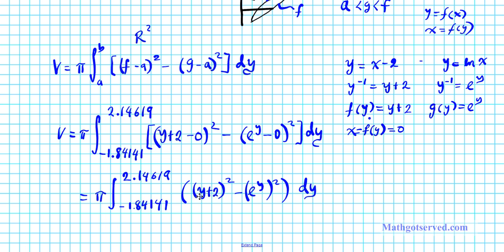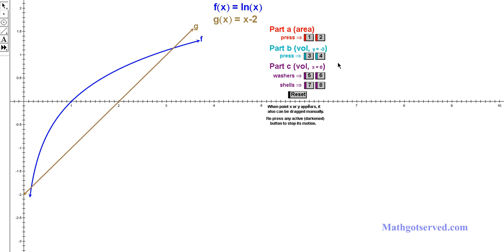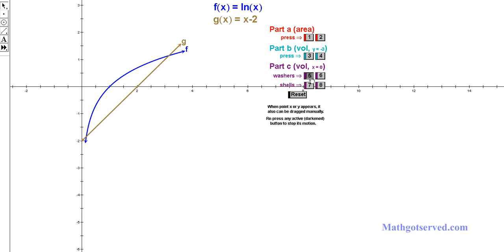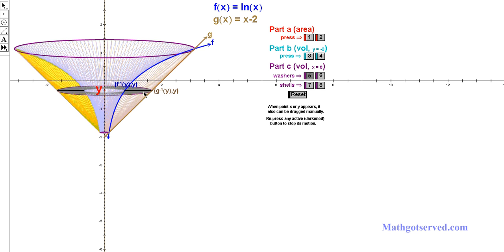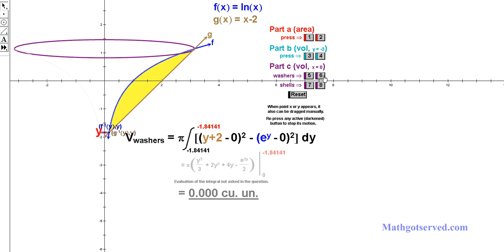Now let me give you a visualization of what we're dealing with here. We're using the washers method. This is basically what the region looks like, rotating about x equals 0. You notice that our radius is perpendicular to the y-axis, pointing in the direction of the y-axis. That's why all our functions and limits of integration were all y's. And then the resulting solid is going to be something like that.